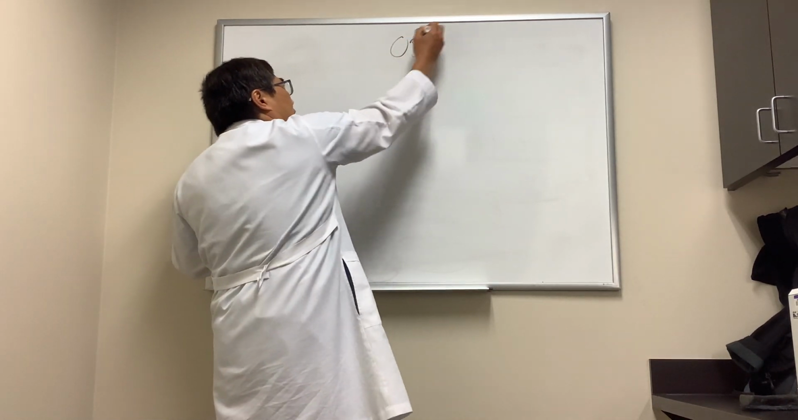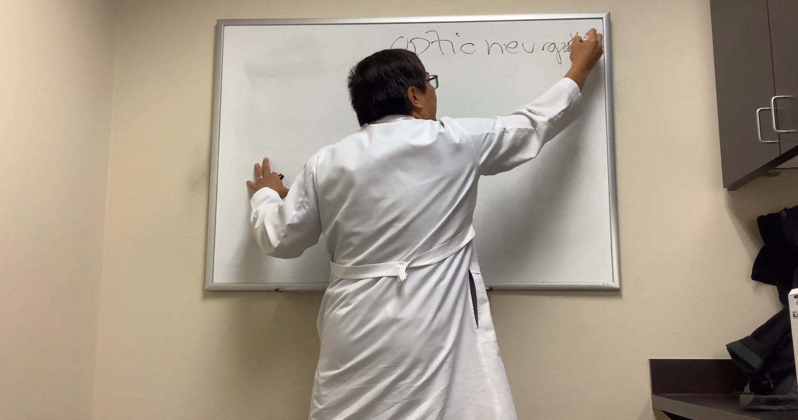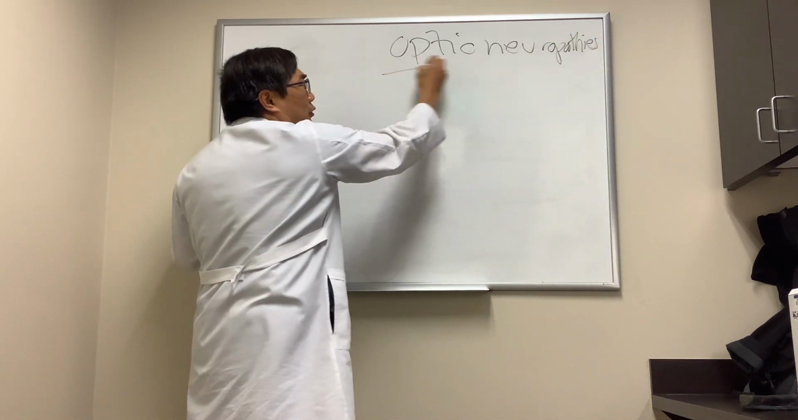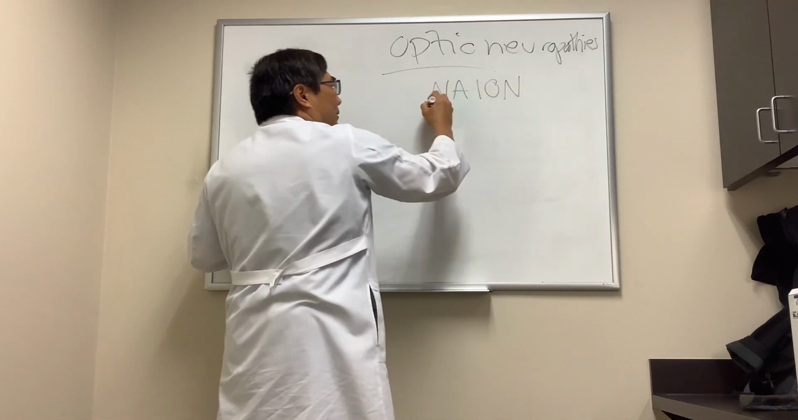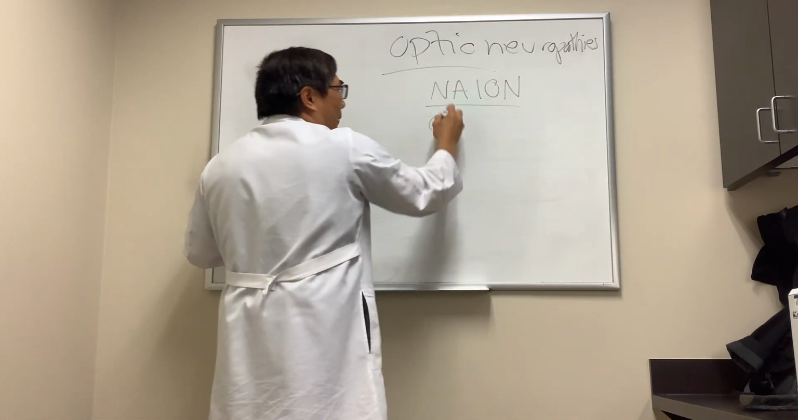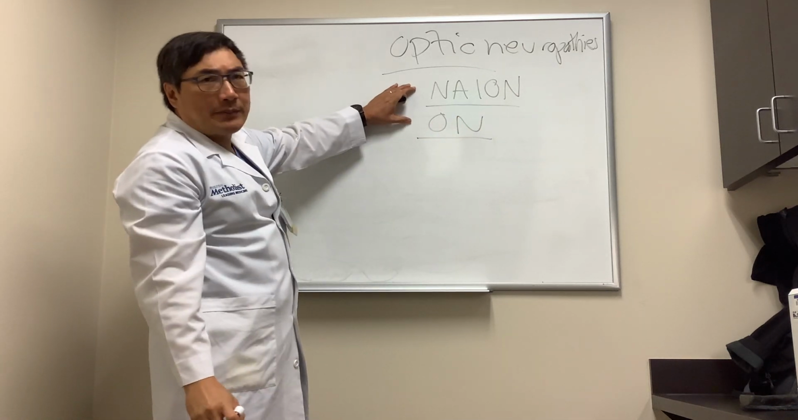So, in various optic neuropathies, you know that there are some things that are universal between them. And of course, our two prototype optic neuropathies are non-arteritic anterior ischemic optic neuropathy, which is from ischemia, and optic neuritis, which is from inflammation. And they both share similar characteristics.